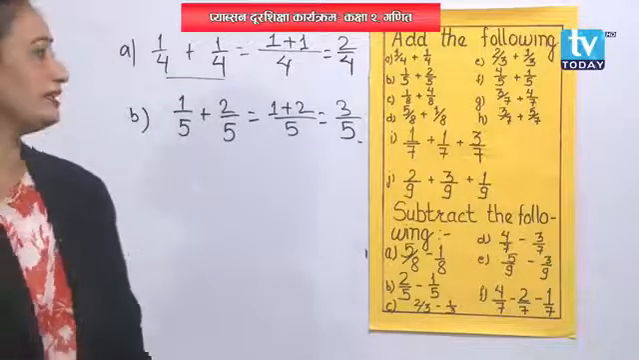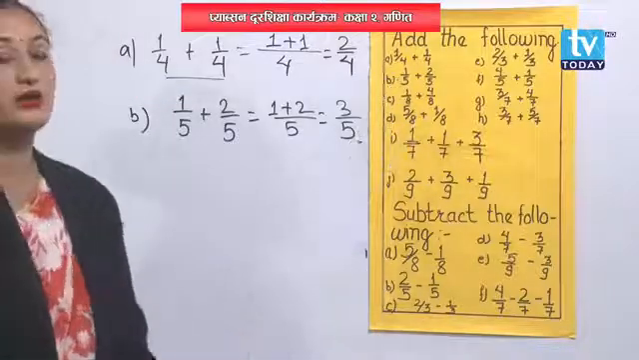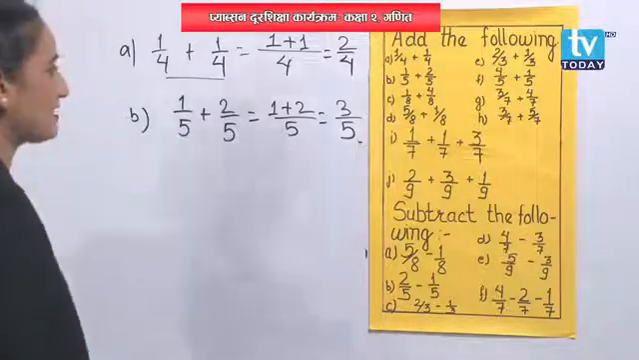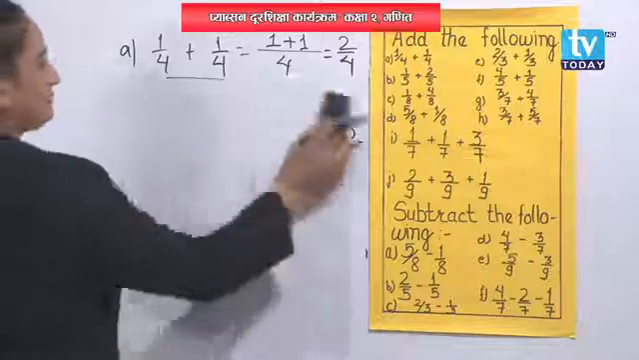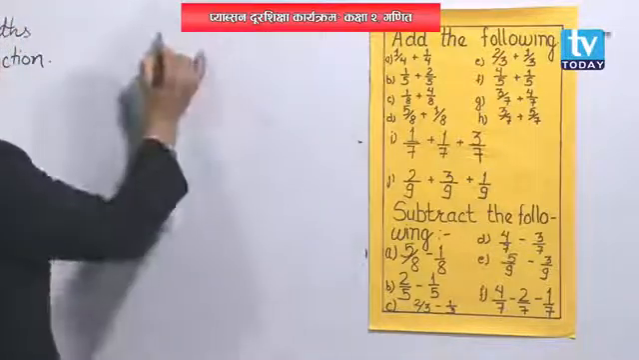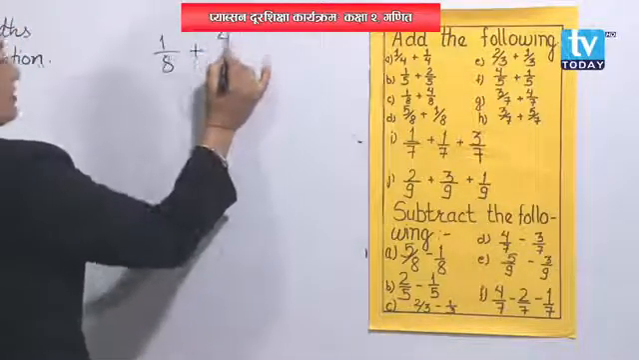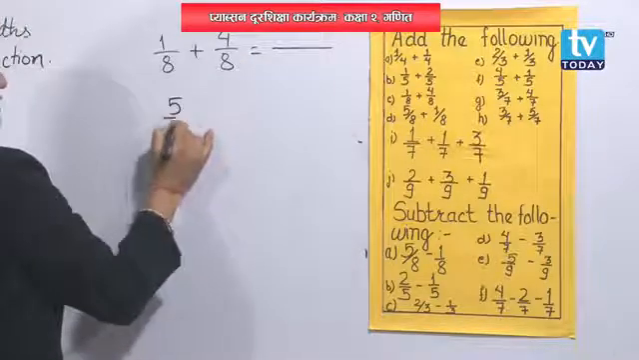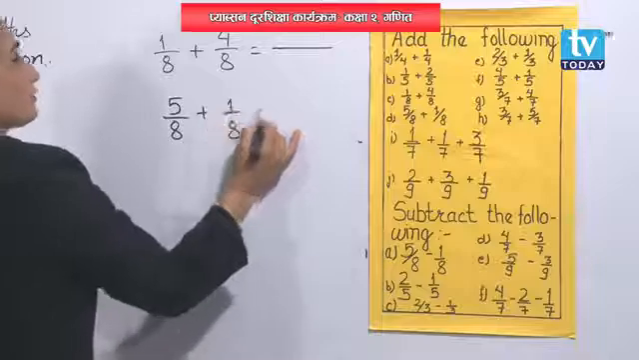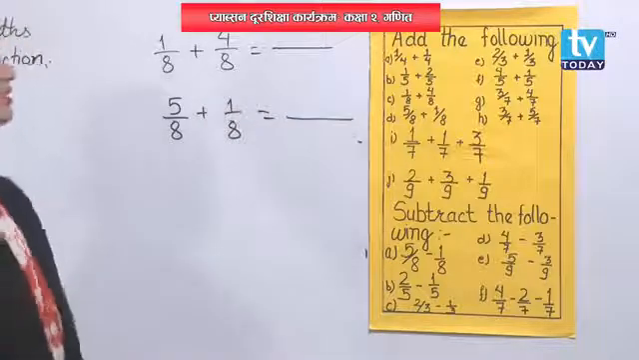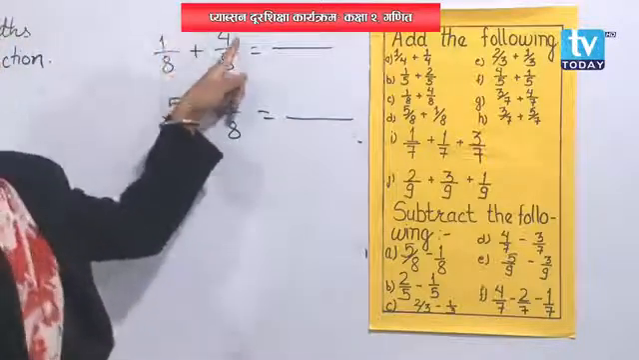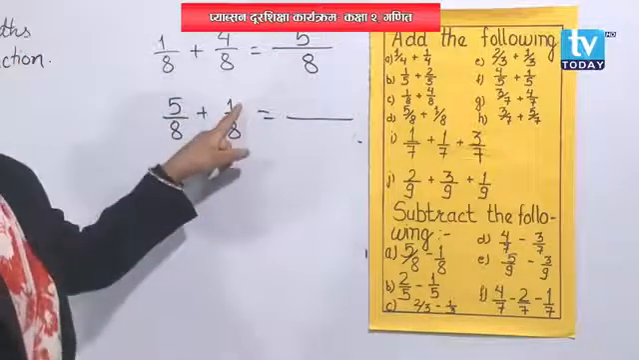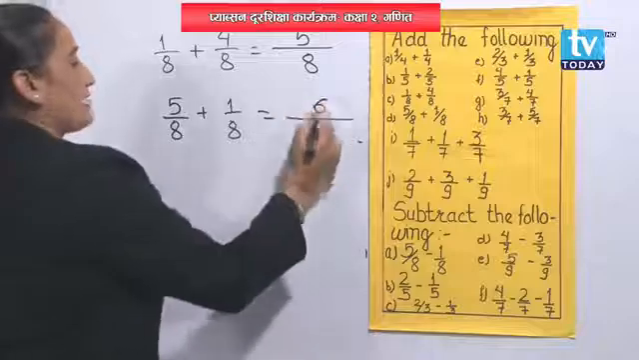Now next, what is the next question here in C number? 1 by 8 plus 4 by 8. Now tell me what is the answer of 1 by 8 plus 4 by 8? Tell me fast, students. And 5 by 8 plus 1 by 8, what will be the answer? Okay, 1 plus 4 will be 5, 5 by 8. 5 plus 1, it will be 6, write down 6.